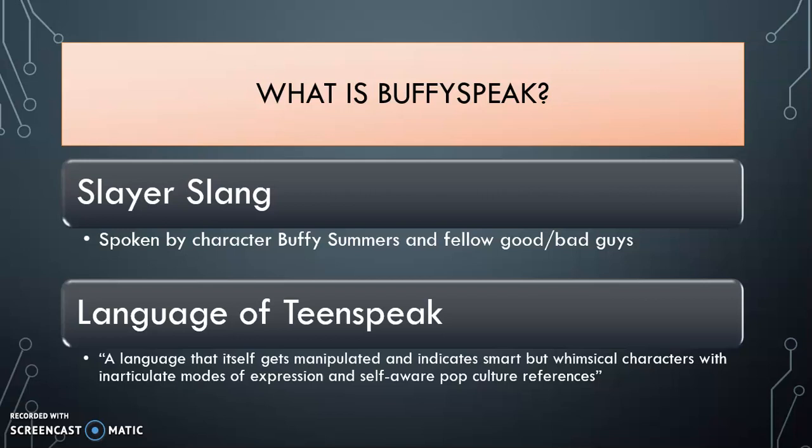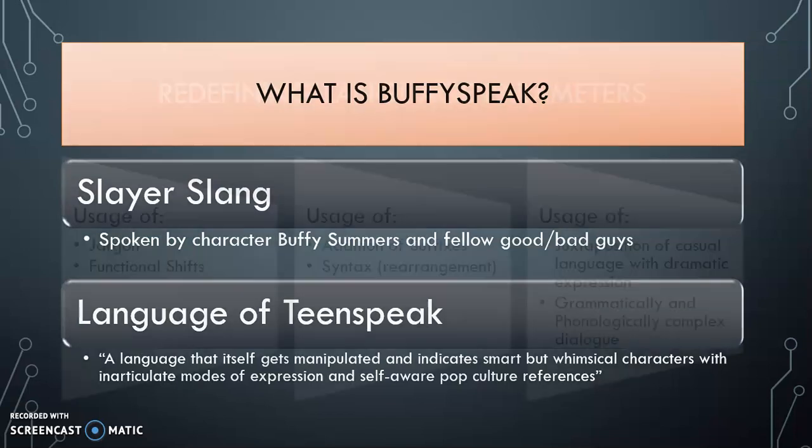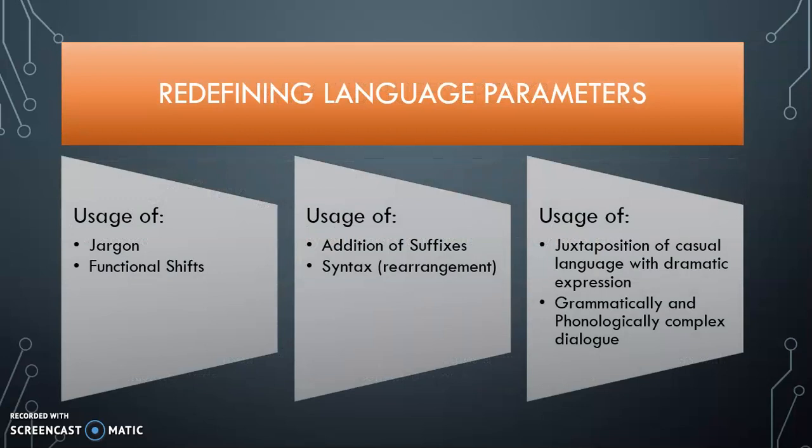As Aja Ramono explains, quote, "Buffy the Vampire Slayer creates its own specific language of teen speak, called Buffyspeak, in which language itself gets manipulated and indicates smart but whimsical characters with inarticulate modes of expression and self-aware pop culture references," end quote. So how did Joss Whedon create it?